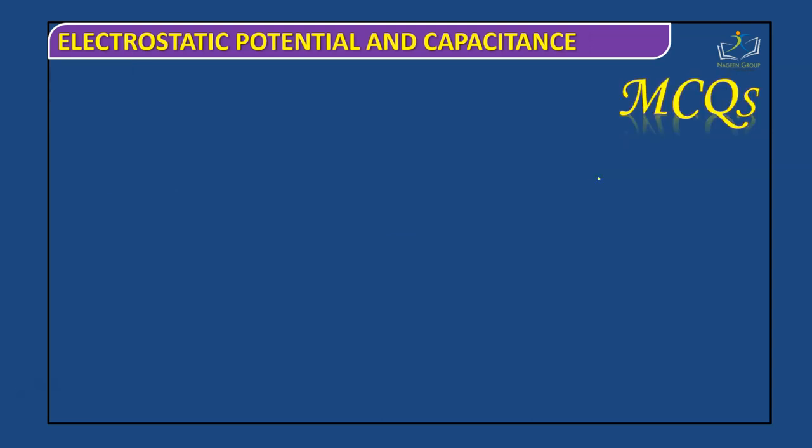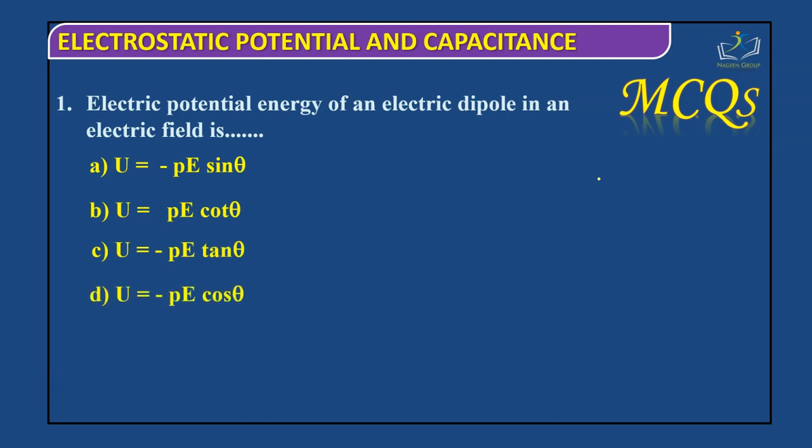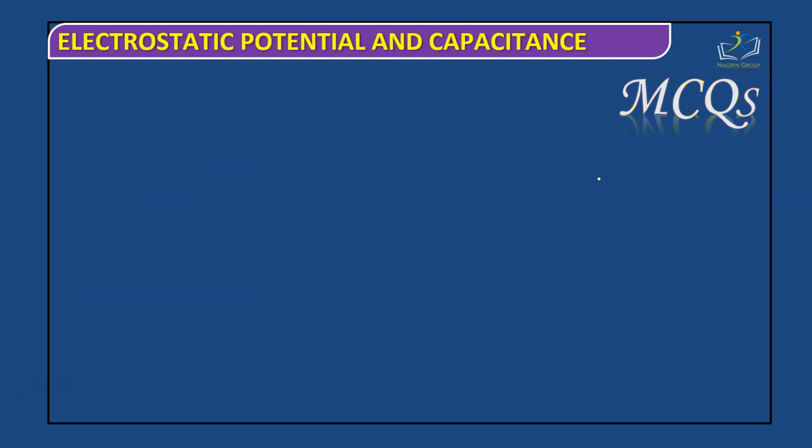Now let us move to some MCQs, multiple choice questions, so that we can check whether we understood what we learned. The electric potential energy of an electric dipole in an electric field is, and the options are: U equals minus PE sine theta, U equals PE cot theta, U equals minus PE tan theta, U equals minus PE cos theta. So what is the correct answer? Yes, the correct answer is U equals minus PE cos theta.